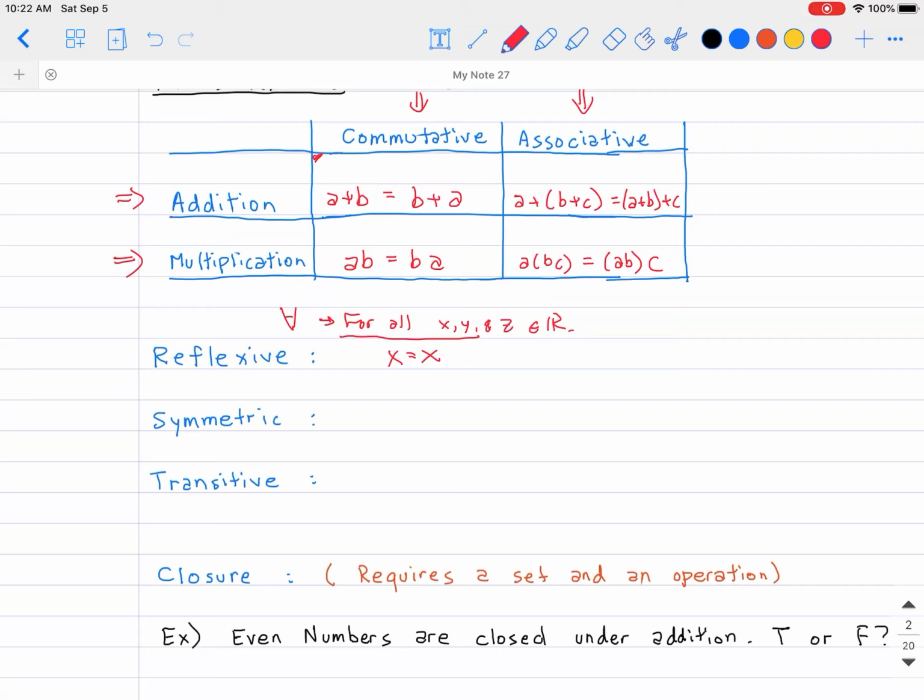As I said, the first one is reflexive. That's not too bad. The next one, symmetric, says the following: if you have x is equal to y, then we have y is equal to x.